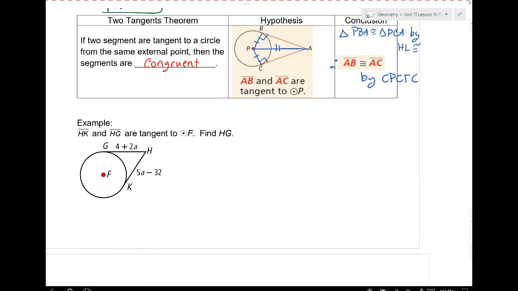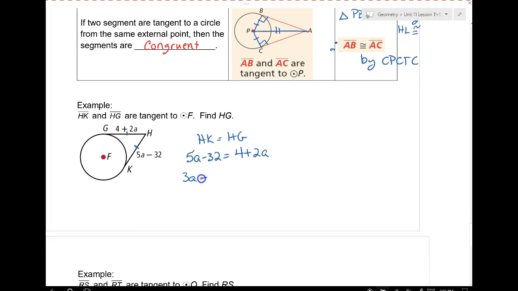So here in this first example, it says segment HK and HG are tangent to circle F. Notice these are segments that are a portion of the larger tangents. Now, here's the thing we know. Because of this theorem, they're congruent to each other. So I know that HK is equal to HG. So I can just go 5A minus 32 is equal to 4 plus 2A. Now, guys, subtract 2A from both sides. I get 3A minus 32 is equal to 4. Add 32 to both sides. 3A is equal to 36. What's A going to equal?